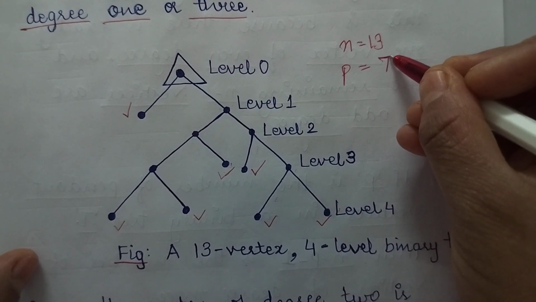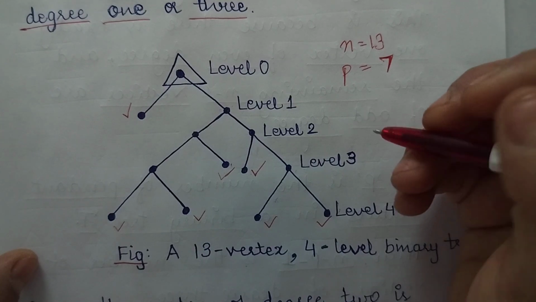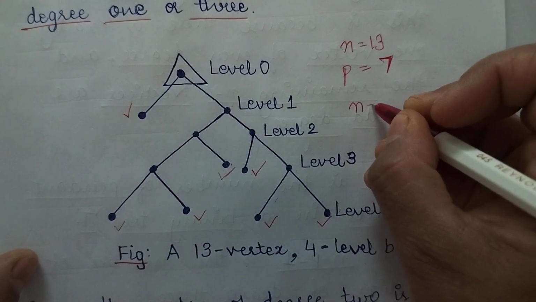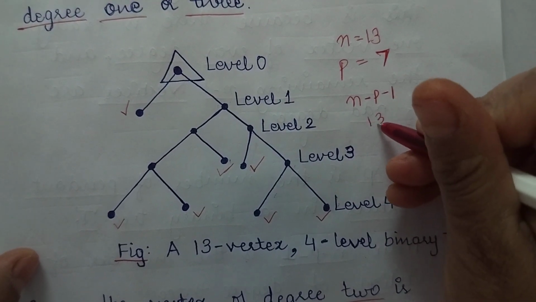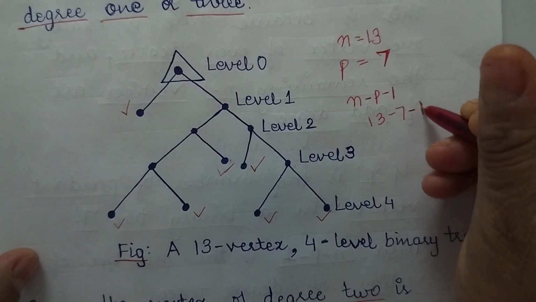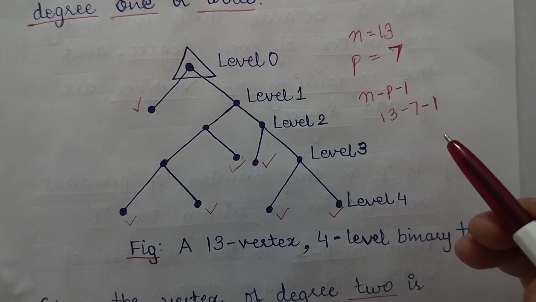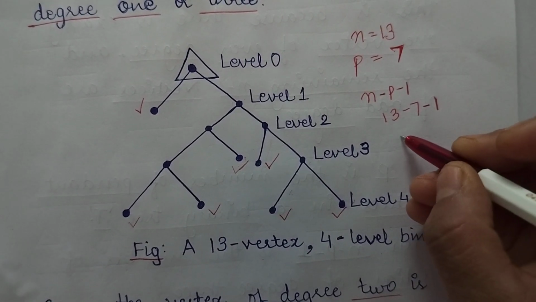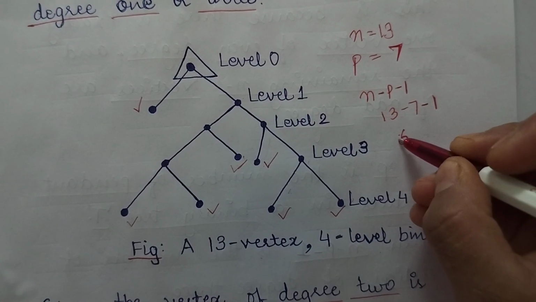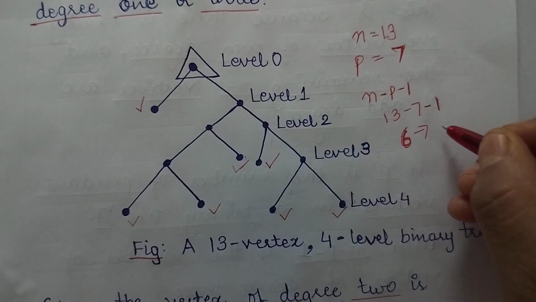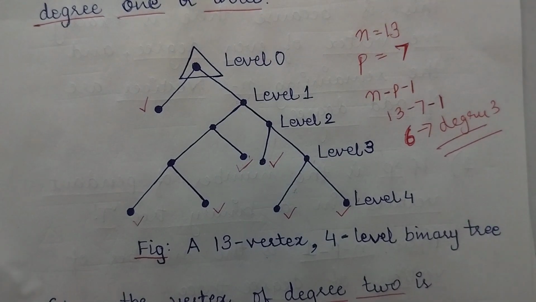7 pendant vertices. So as per the rule, if I want to find out the number of vertices with degree 3, that can be found with the formula n minus p minus 1. So n is 13, p is 7 and minus 1. So 13 minus 7 minus 1 gives me what? It gives me 6 vertices with degree 3.